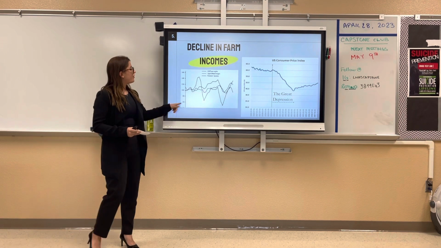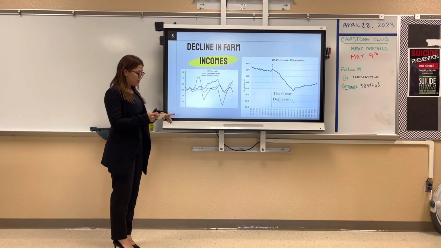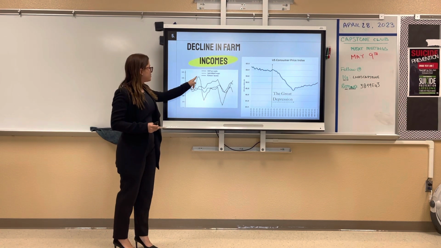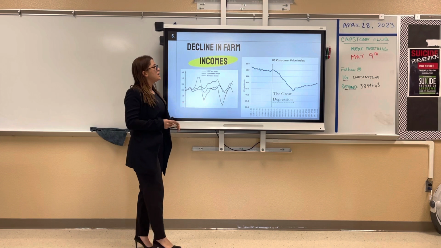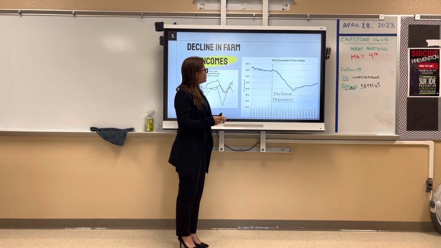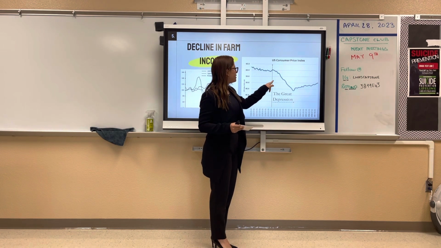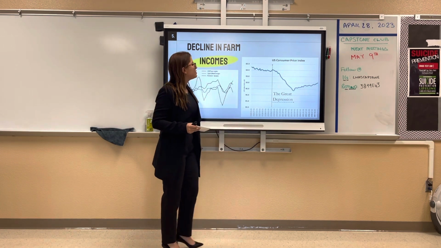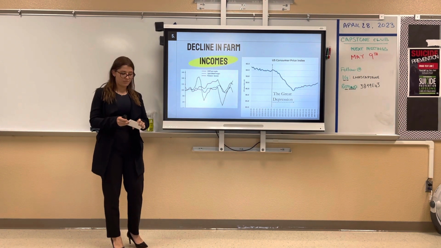In this graph from Cambridge Press, in this long dotted line, we can see that there was a decline in farmers' income, a significant decline. And this graph from Economics Help shows that in the period of the Great Depression, there was a significant decrease in the U.S. Consumer Price Index, which was caused by the overproduction of crops.